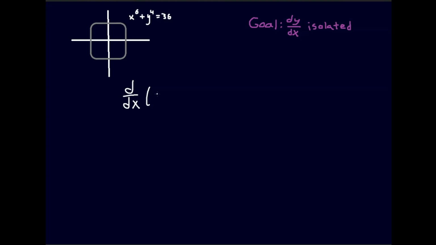So we're going to take the derivative of x to the 6 plus y to the 4. And we also have to take the derivative of both sides of the equal sign. So we can factor this in using the summation rule. That just means we can take the derivative of each term separately.